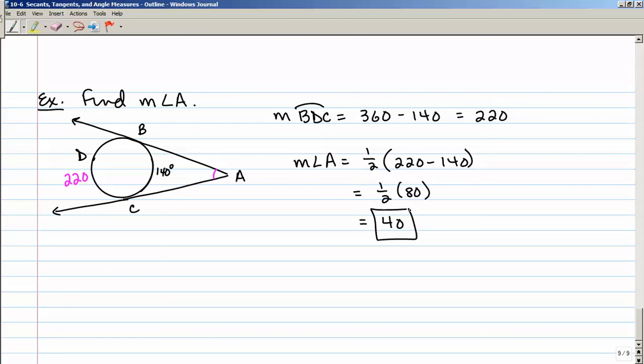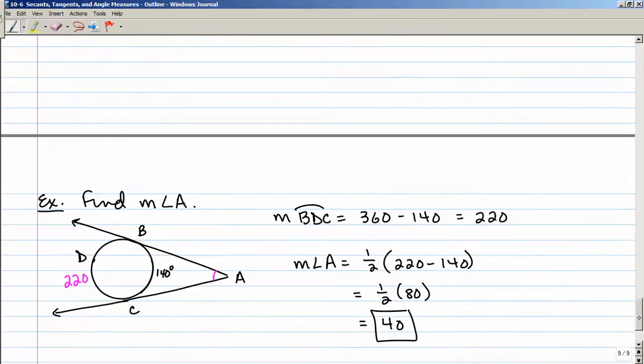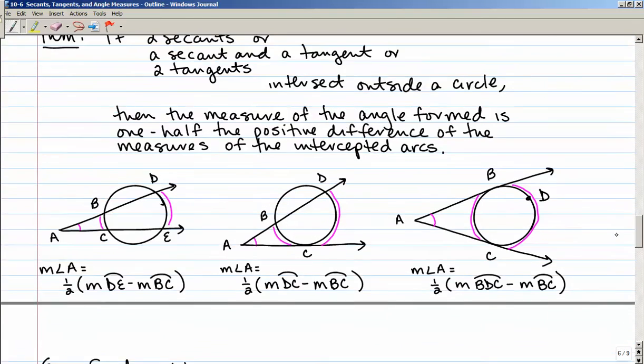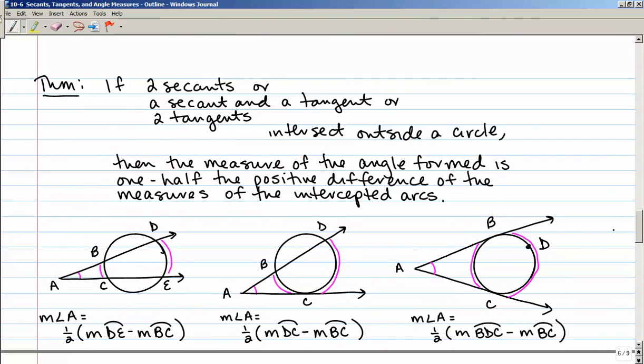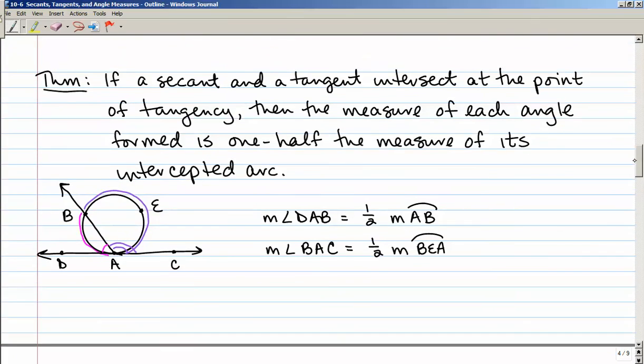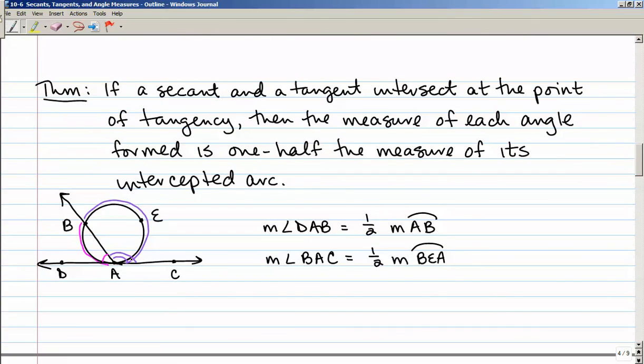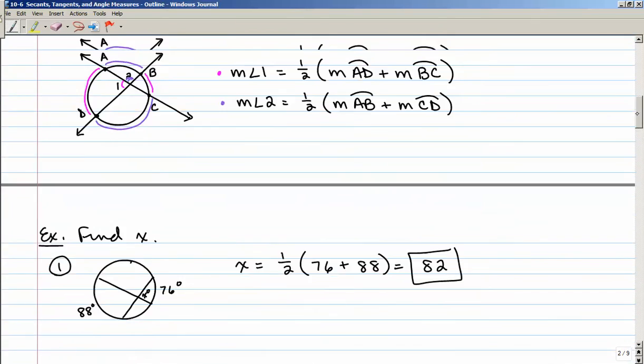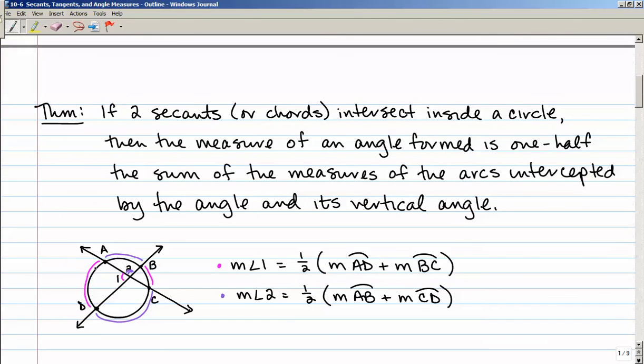So in this section, we were introduced to the idea of a secant line, and we had many theorems on secants, tangents, and what they do. And these theorems here, basically one theorem with 3 different cases to it. If a secant and a tangent intersect at the point of tangency, and if 2 tangents intersect inside the circle. The key to this lesson is going to be looking at the picture that you're given and trying to figure out which of these theorems you need to use.